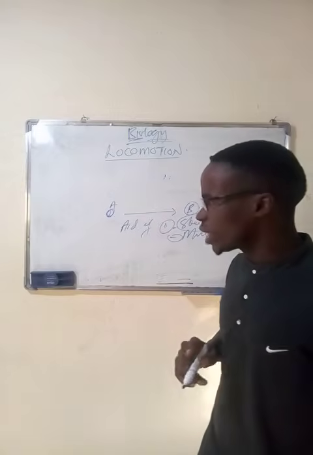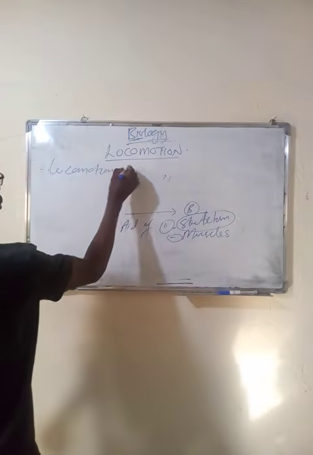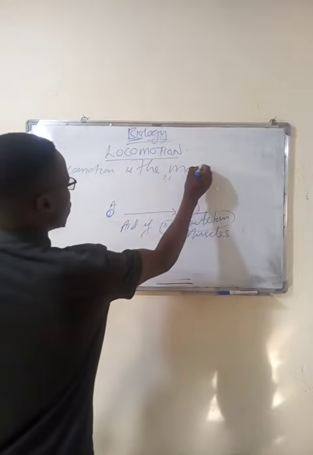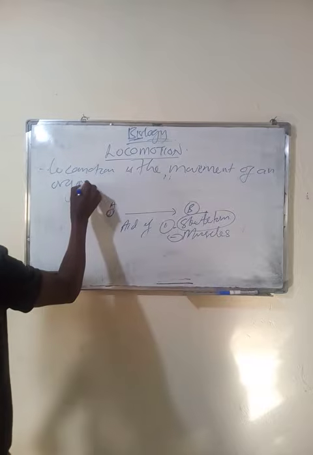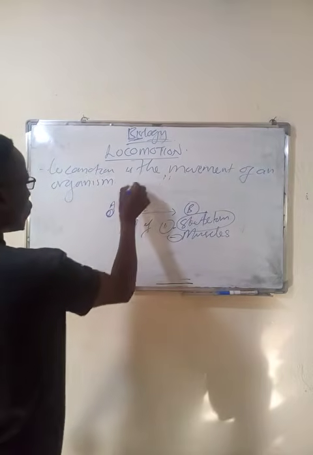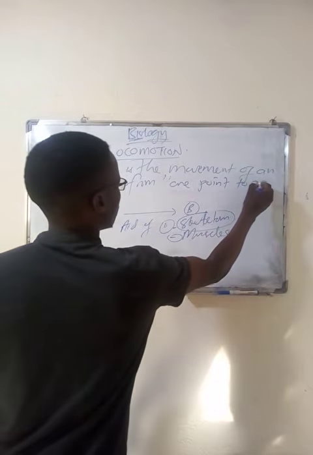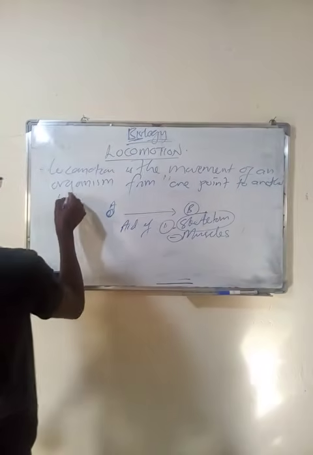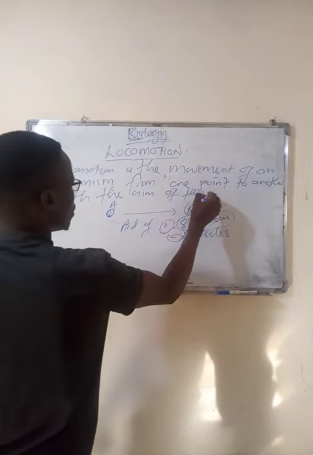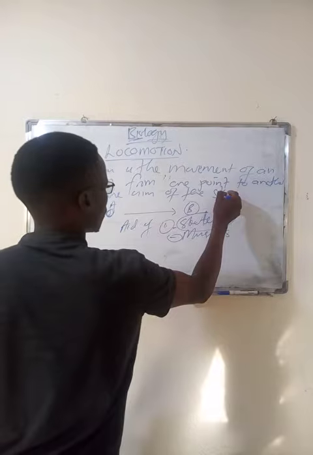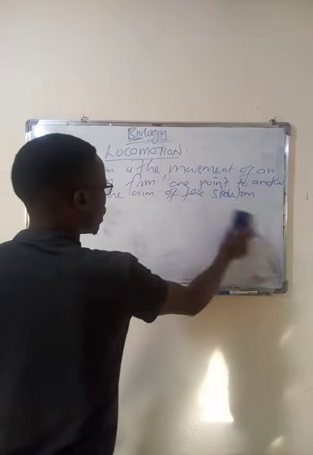So here what we're saying is that locomotion is the movement of an organism from one point to another with the aid or help of the skeleton. Okay, the skeleton.